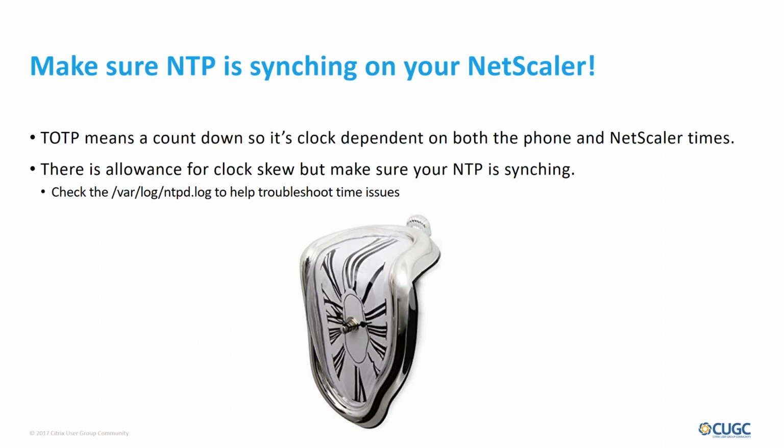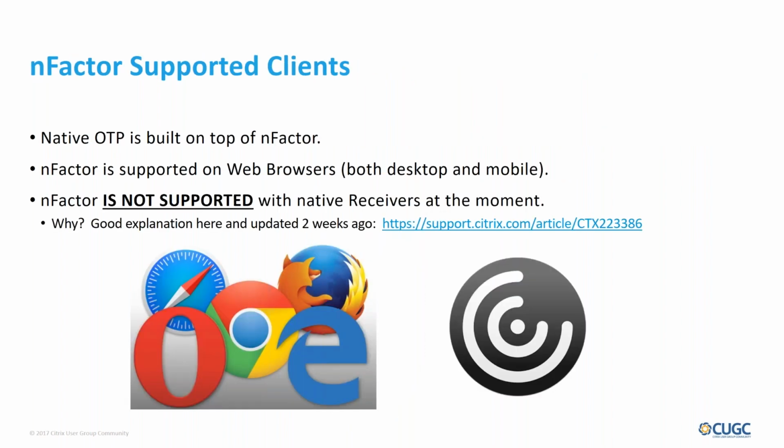Now, make sure the NTP is syncing on your NetScaler. I want to give you some tips now that you may run into, and it's more around troubleshooting more so than deployment, because I feel like I can save you a lot of time by telling you this. TOTP means a countdown, so it's clock dependent. So not only does your phone have to be in sync with the mobile provider, which it always pretty much is, but the NetScaler has to be in sync. There is some allowance for clock skew, but not a whole lot. So make sure your NTP is actually syncing on your NetScalers.